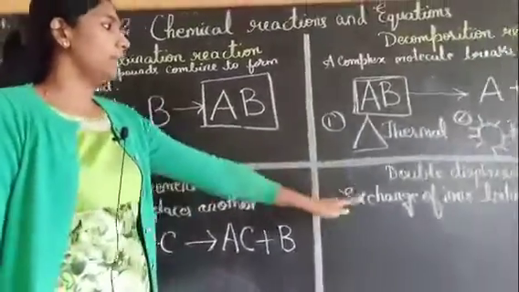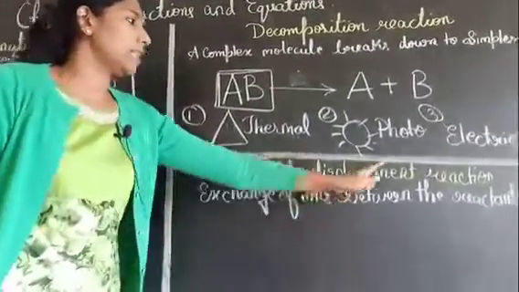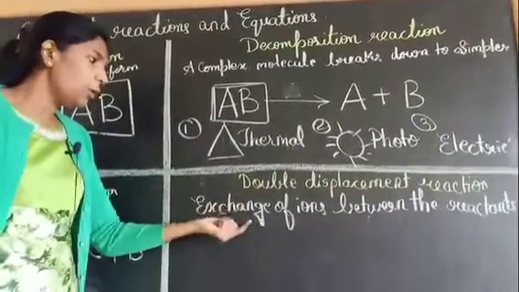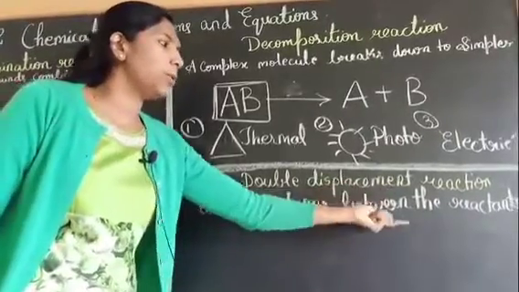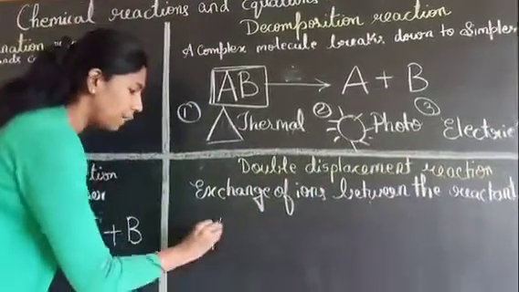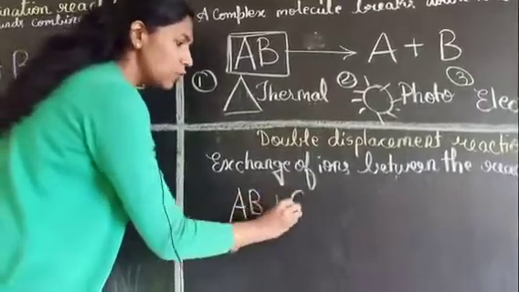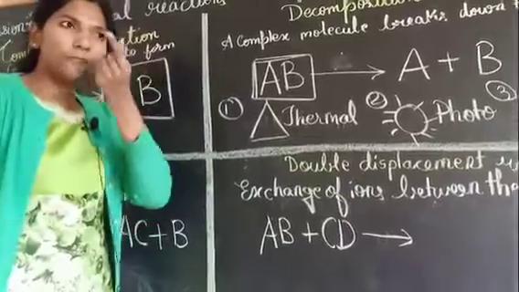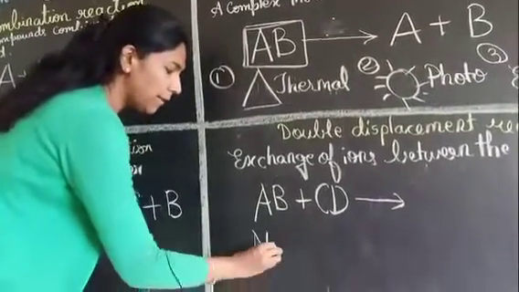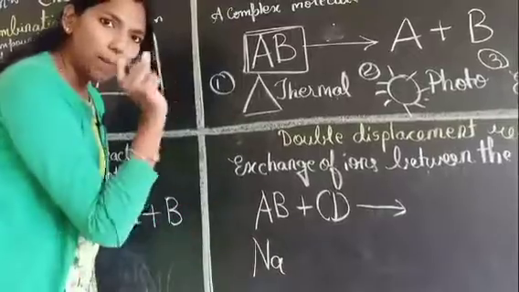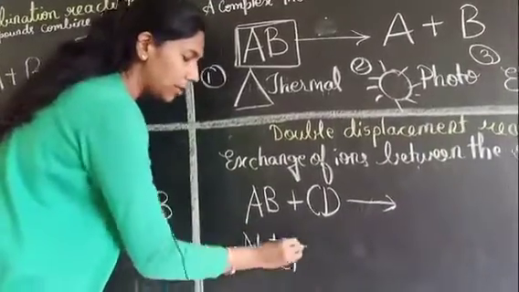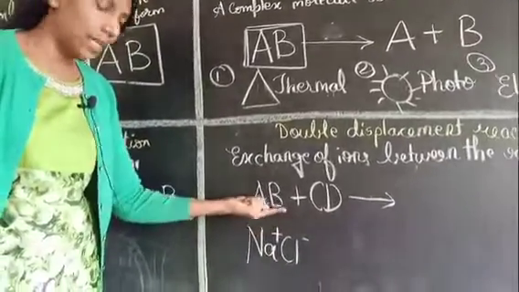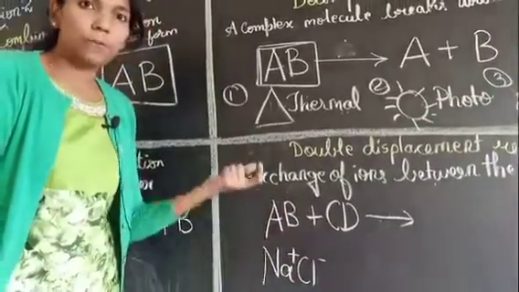Last one, we have the double displacement reaction. In this case, you are going to find exchange of ions between the reactants. For example, mainly you are going to find two salts combining together. In any salt, one part will be positive and the other part will be negative. I gave an example here. I have AB, which is a salt.